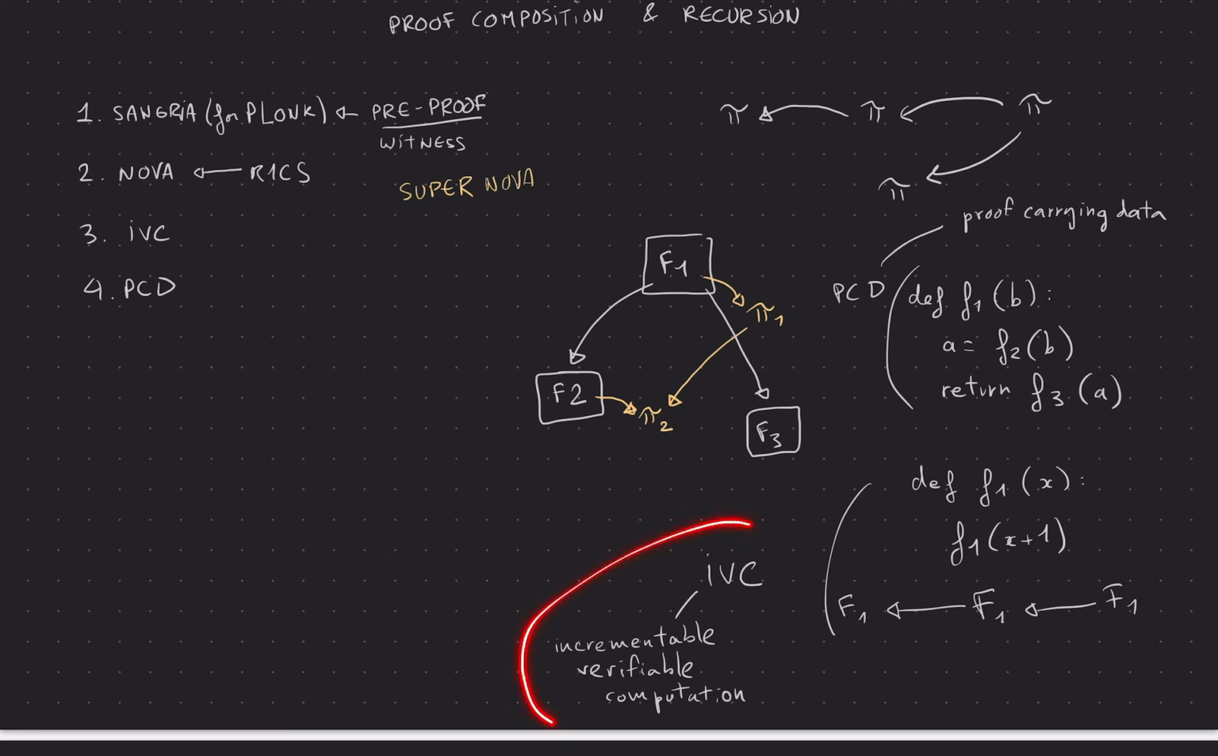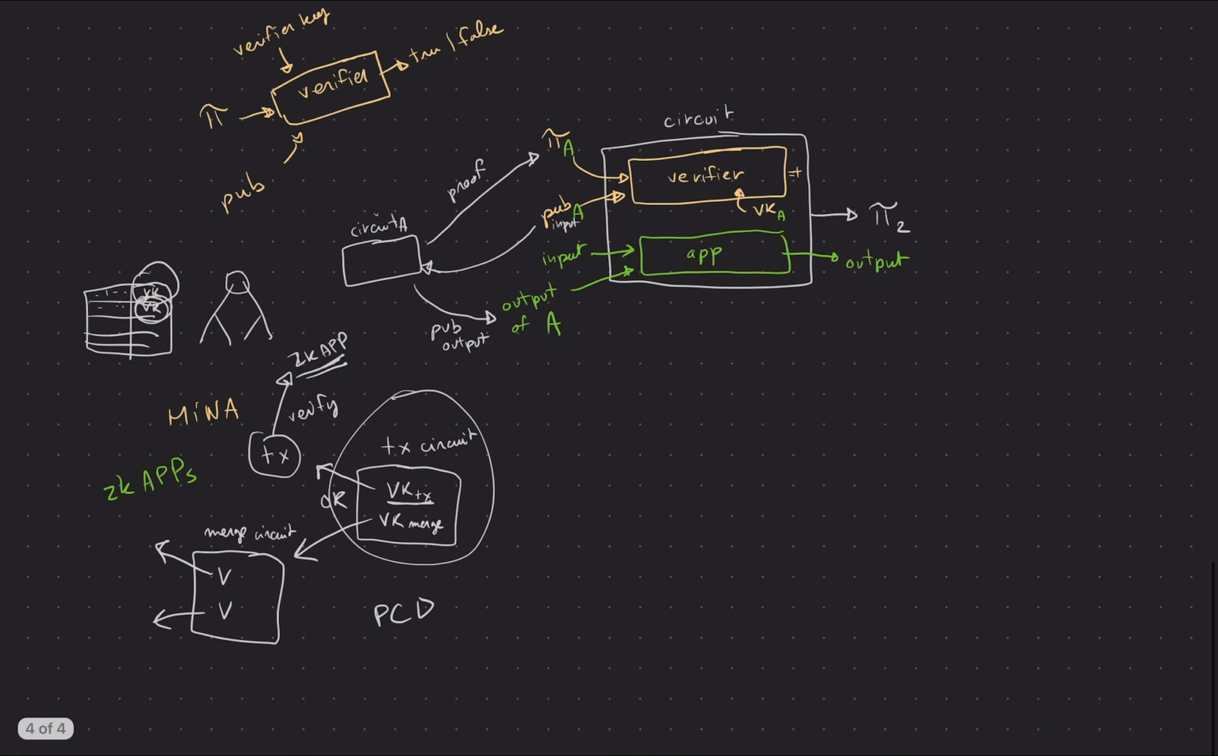So now let me talk about IVC, incremental verifiable computation. The whole idea is that when you write circuits, you haven't compiled the circuit yet. Usually you take that circuit, you give it to a compiler, and it gives you the VK, the verifier key, and the proving key that you can use to prove or verify. But before you finish writing your circuit, you cannot compile it. And if you cannot compile it, you cannot obtain that VK.